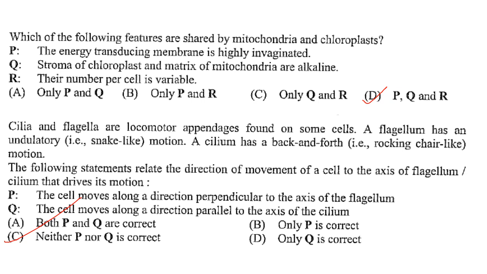The cell moves along a direction parallel to the axis of the cilium. No, the cell moves in a direction perpendicular to the axis of the cilium. So both the statements are incorrect and your answer is option C, neither P nor Q.